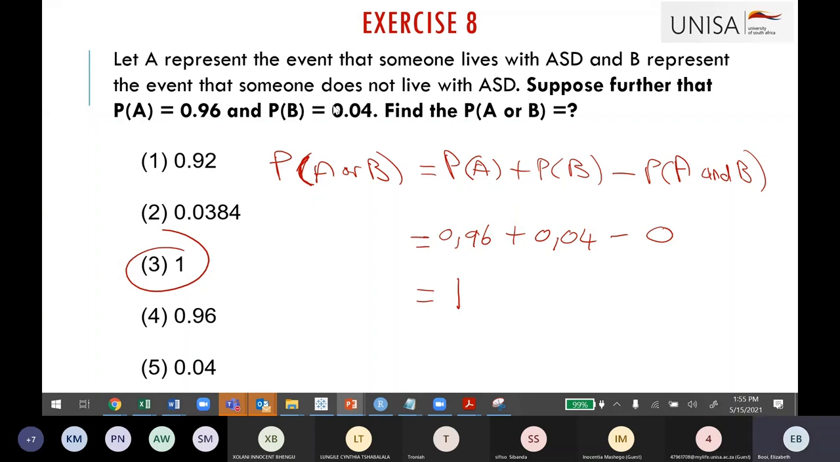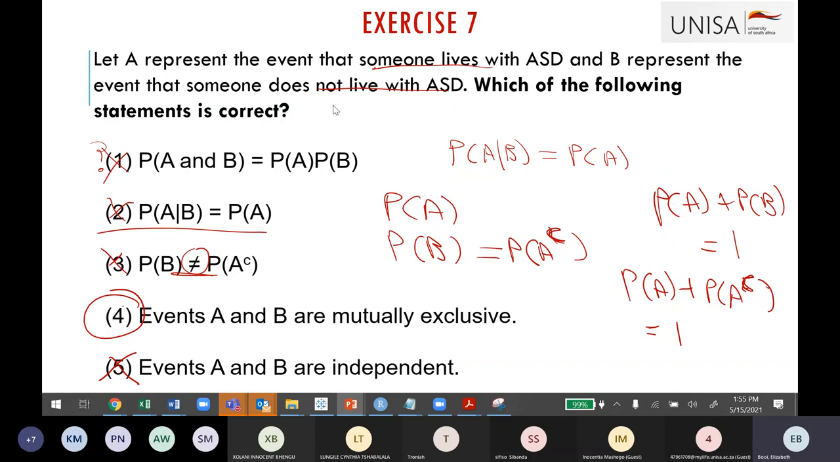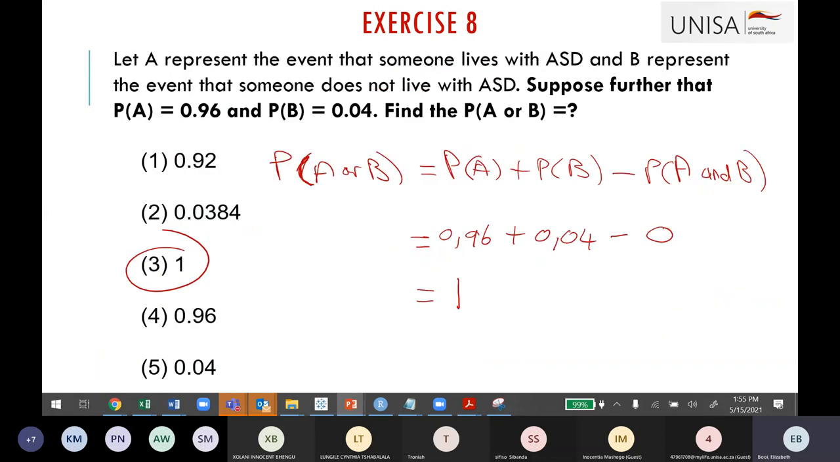So if we didn't do exercise 7 before, when you come to this question and answer it, you will still need to ask yourself the same question. Are A and B mutually exclusive? Am I able to calculate the probability of A and B? You cannot, from the statement that they have given you.